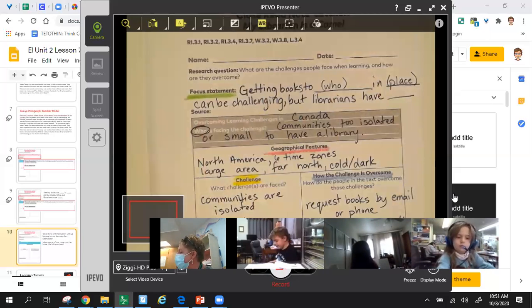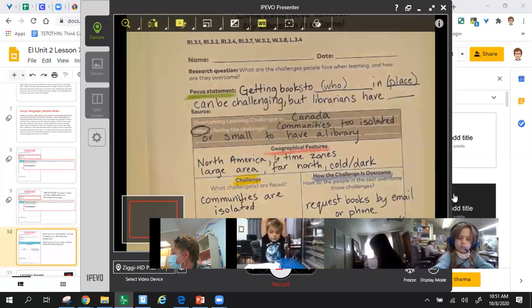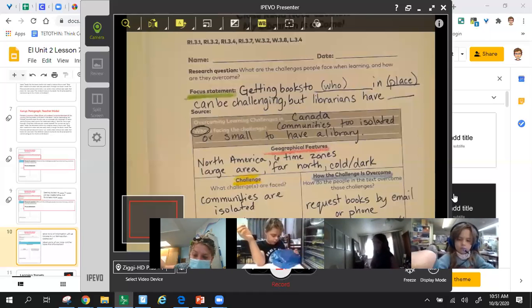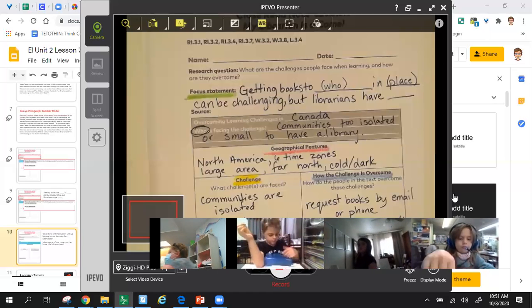So let's see what Elena's has. Getting books to kids in Zimbabwe can be challenging, but librarians have donkeys to help them. Ooh, can I read that directly to my friends here? So Miss Elena said, getting books to kids in Zimbabwe can be challenging, but librarians have donkeys to help them. Is that a complete sentence? Yeah. Did that include all the parts? Certainly did. All right, my friends, nice job.